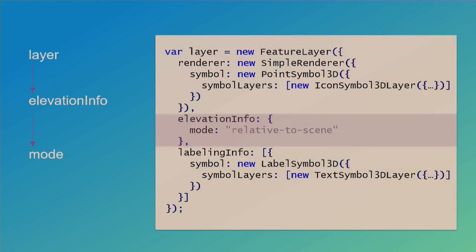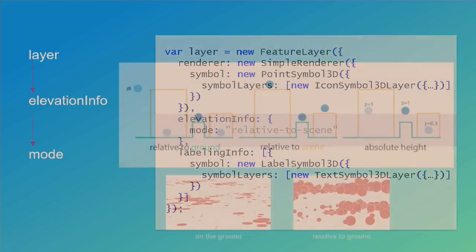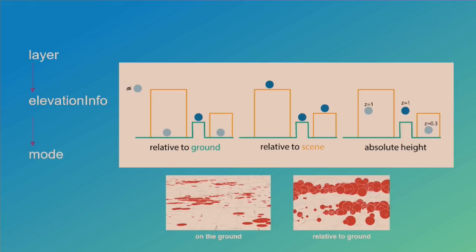For 3D, there is another important property on the layer that will be useful for you for visualization. It's called elevation info, and there are several modes that you can set. So I made this small illustration here to help you understand it better. If the blue points would be my point feature layer, if you use relative to ground, then your points will be aligned to the ground elevation that you have in your scene.